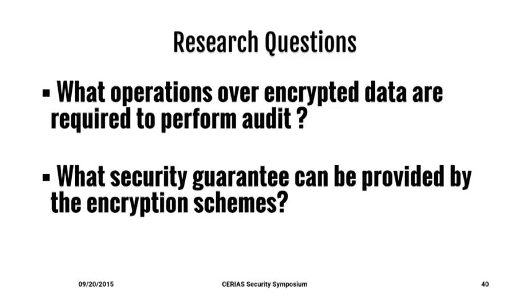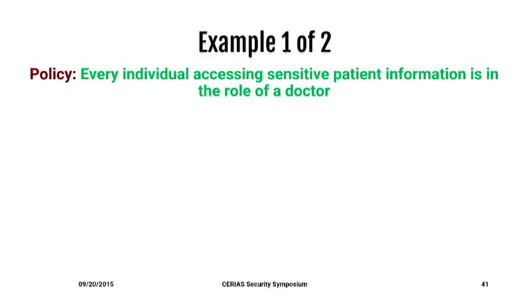So the important research questions are, what operations over encrypted data do we need for auditing? That's the first question. And the second is, we're going to leak some information to do audit, so what security guarantees do the encryption algorithms give? For the first question, I'm going to show some examples, and from them I'll show what kind of operations we need.